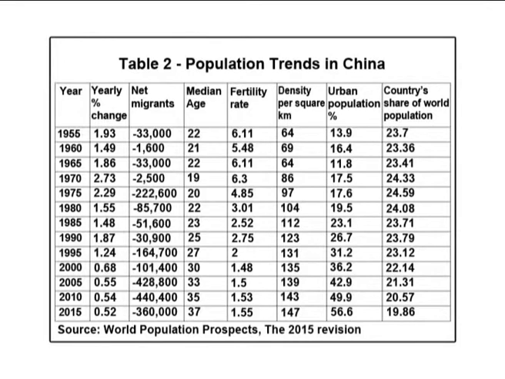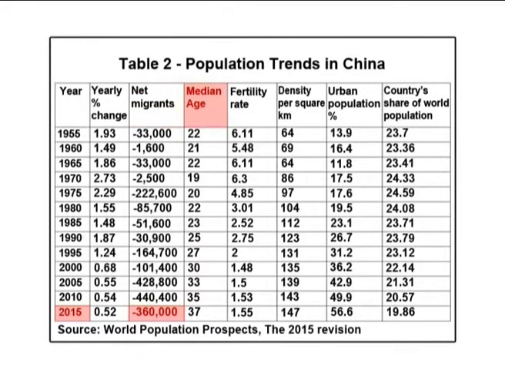Table 2 shows the changes in population parameters in China from 1955 to 2015. It can be seen that the percentage change in population over the last year was 0.52% in 2015, and the corresponding figure for 1955 was 1.93%. The number of net migrants has increased from 33,000 to 360,000 in 2015. A negative sign prefixed to them means that more people were leaving the country than entering it over all the years shown.